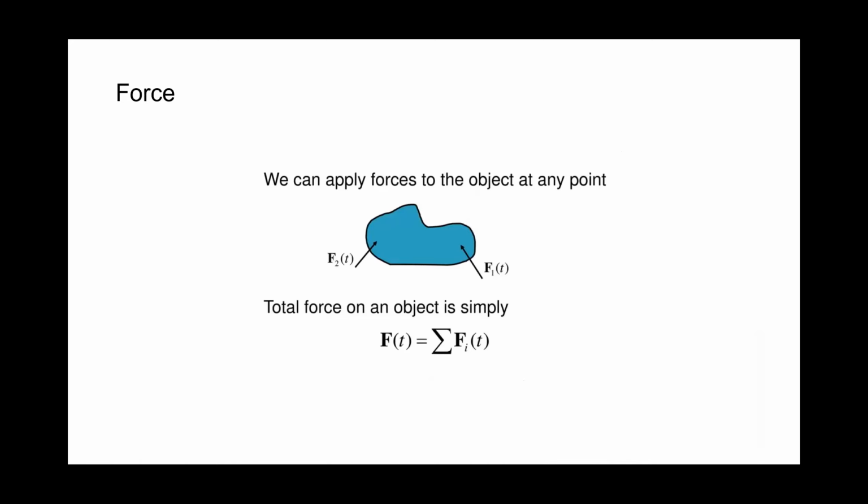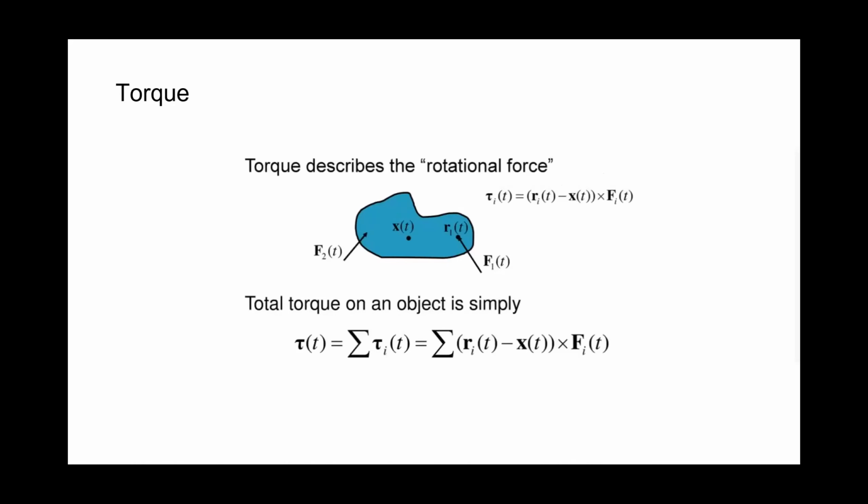Then what's a force? Well, we can apply a force to an object at any point. If more than one force is applied on a particular object, then we can get the total force working on it, the sigma of all the forces. Torque describes the rotational force. So the total torque on an object can be taken by using this formula.